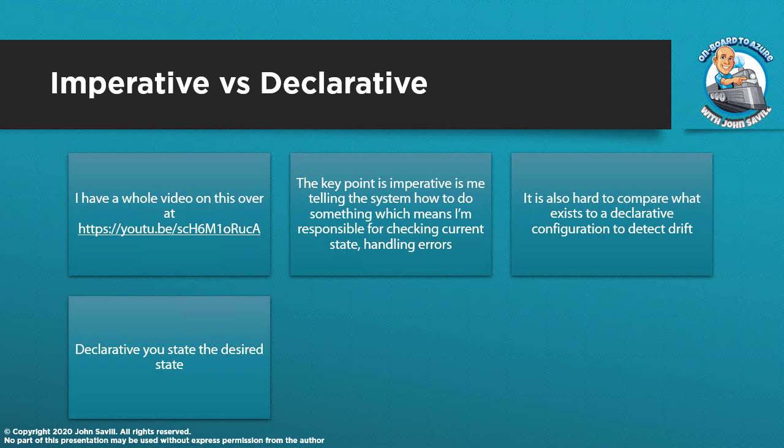I'm saying, hey, I want a storage account. I want it to be locally redundant. I want it in this region. And I want a container in it called this. That's the end state that should be there. I'm not telling it how to create an account. I'm not telling it to create a container.